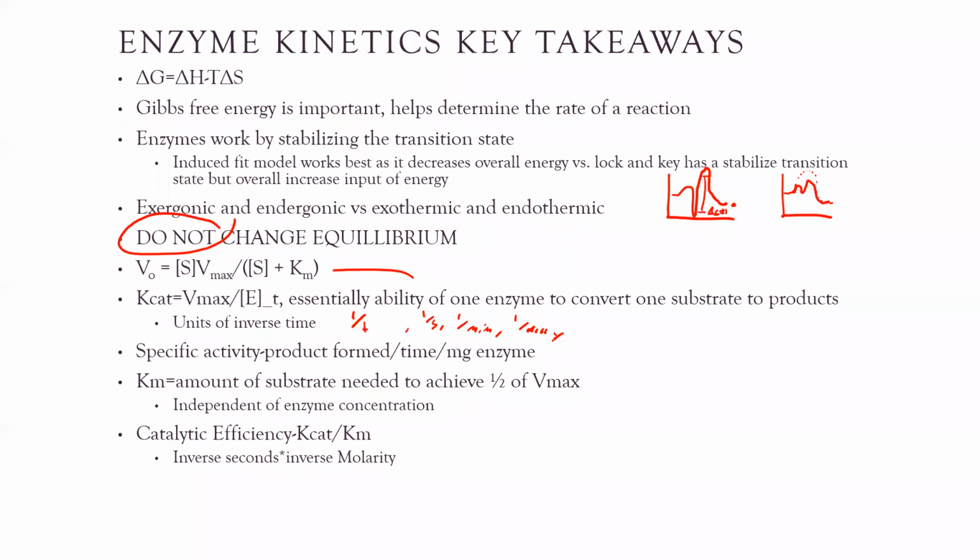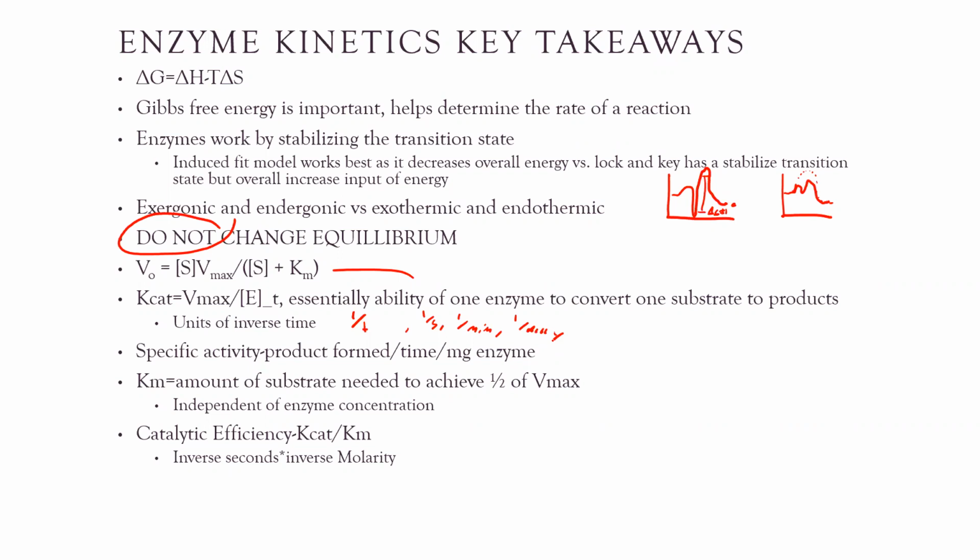Specific activity is pretty similar. It's product formed per time per milligram of enzyme, right? So basically it's literally just Kcat over your milligrams of enzyme, right? And so that's if you're looking at a specific system where you put that much enzyme. I don't expect that many questions about that, but it'd be good to know.